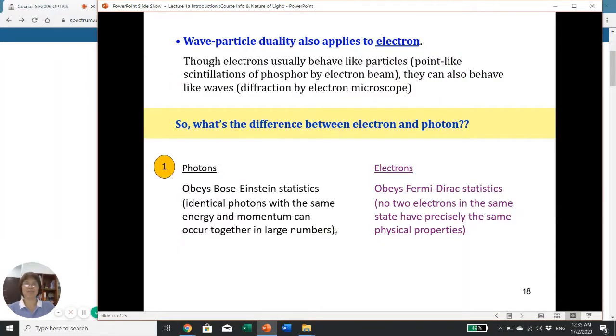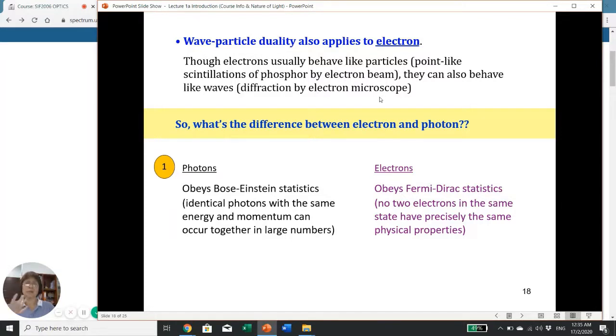So in other words, wave-particle duality also applies to electrons. Electrons usually behave like particles, which we can see as point-like scintillating spots of phosphor on the phosphor screen. But they also behave like waves, especially as manifested by the diffraction in the electron microscope.